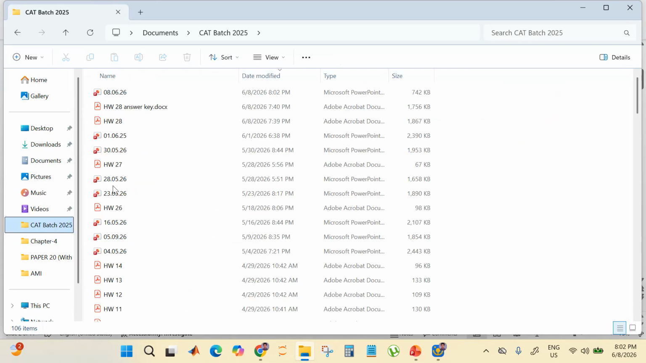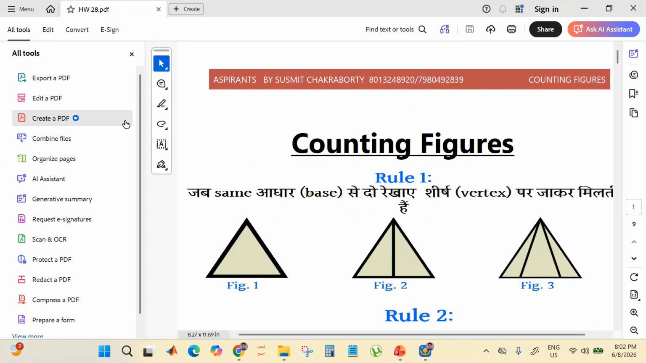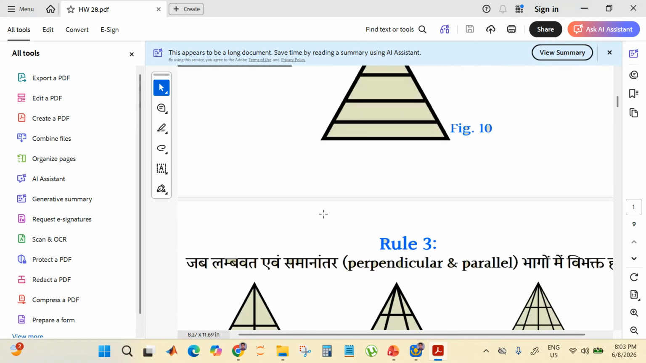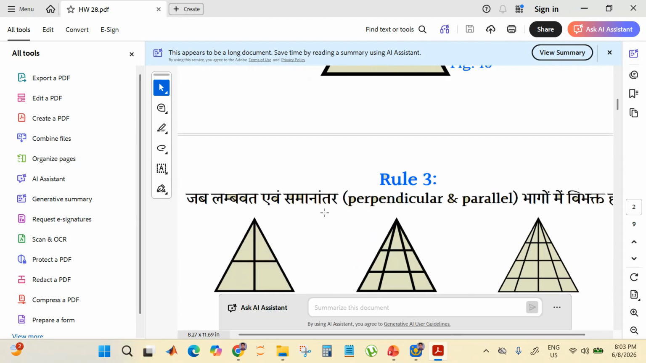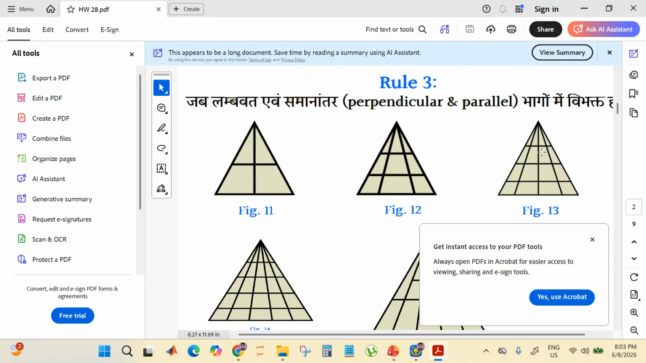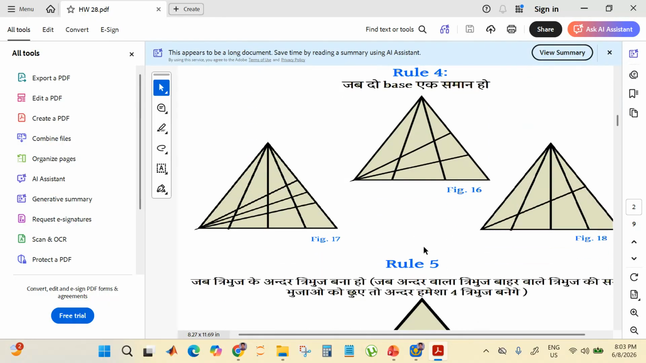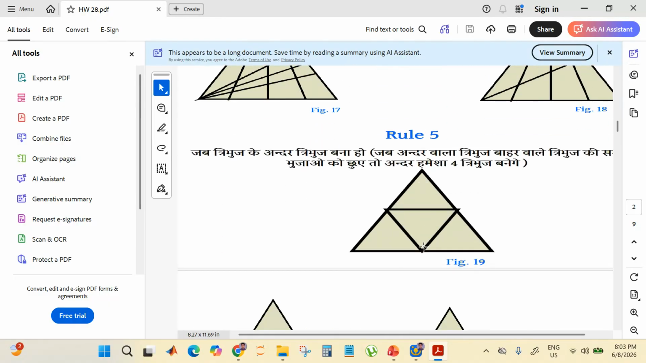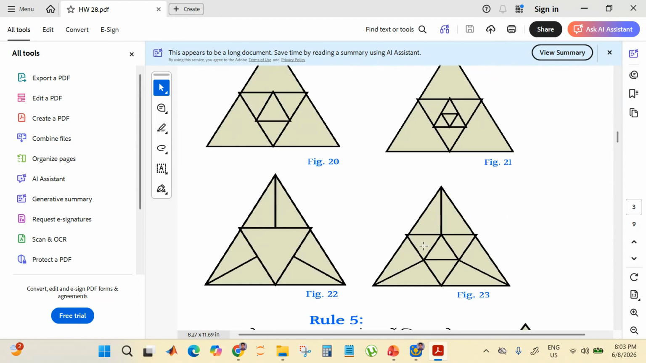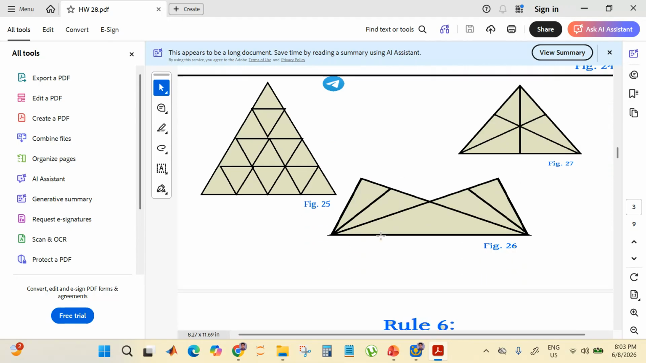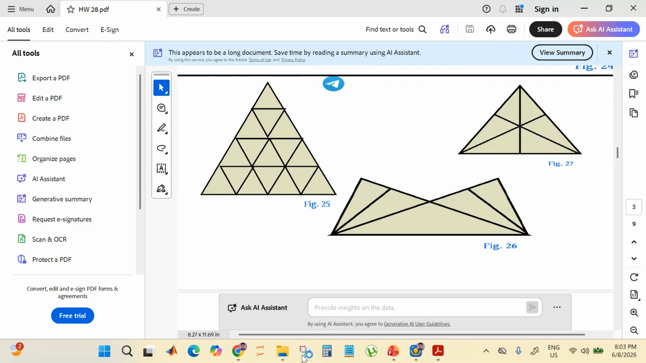And so if I start the homework number 28, this figure up to 10 you can find. Actually, these triangles you have to find. I think you can easily find. So all of these we have already done. No new type is there. Okay, figure number 26. If I ask about the number of triangles in figure number 26, then what will be your answer?